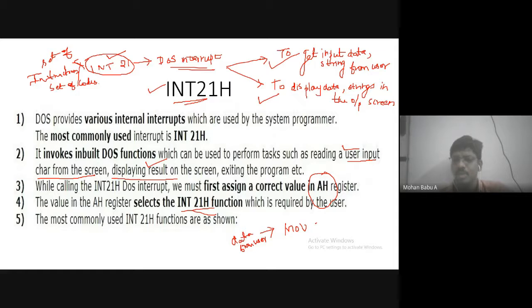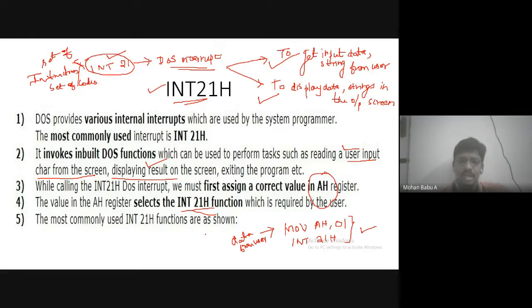First, if you need input data from users, you will need to assign MOV AH comma 01, INT 21H. If you define these two codes in the 8086 program, this code will help you to get 8-bit data from the user side. If you type 8-bit data on the keyboard, this command will help you to get the data on the screen. I will explain how to get inputs.